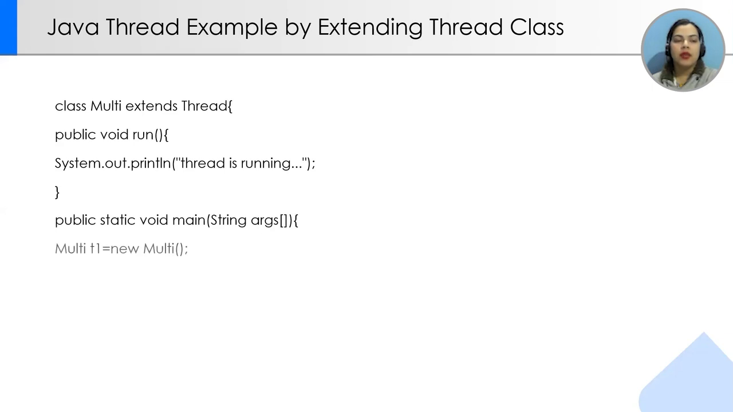Then we are using the main method, and in this main method, we are creating the object of the class, and that particular object will be the thread. That means t1, where t stands for thread. What we are actually doing is creating the thread for this particular class. So the output that we will get is: thread is running.